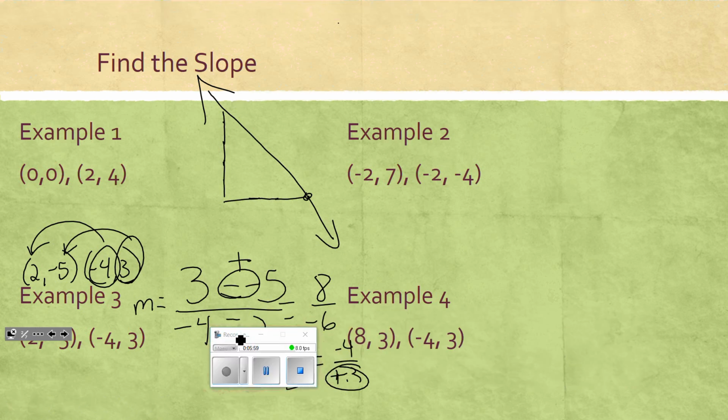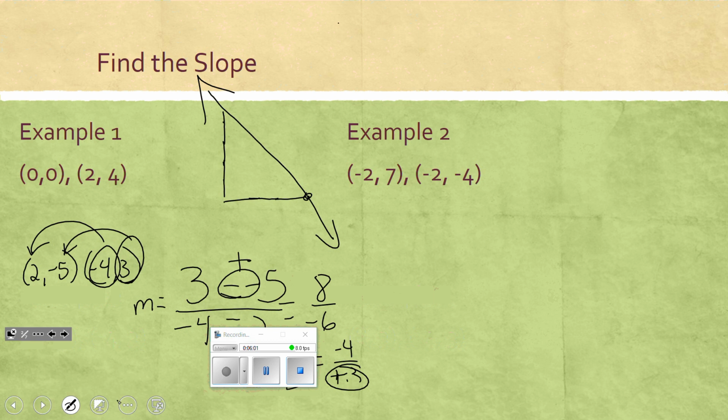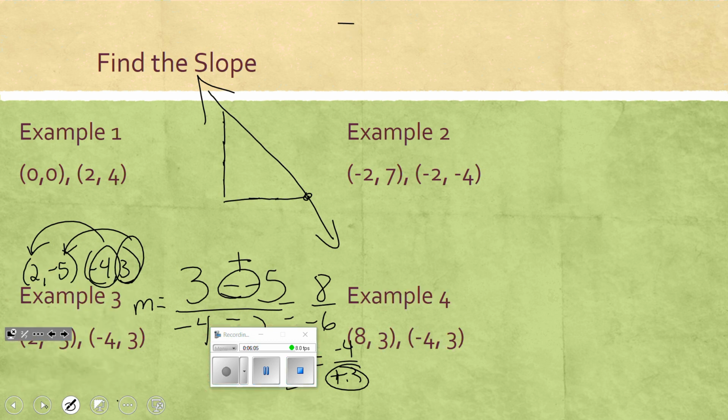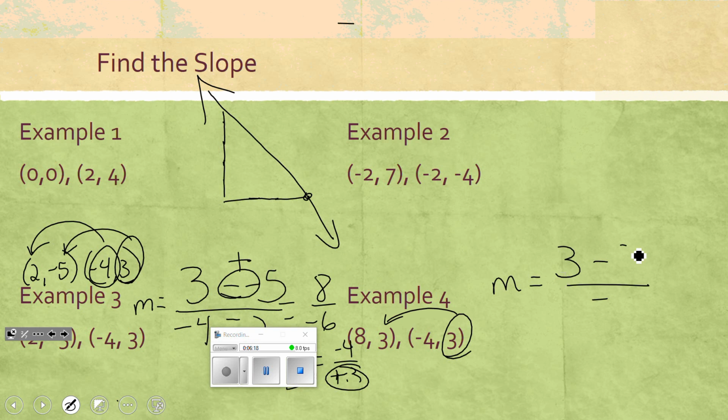If I look at example 4, it doesn't matter which 3. I'm going to start with the second 3. Minus 3. That means I have to do negative 4 minus 8. So 3 minus 3 would be 0. Negative 4 minus negative 8, you're going to get negative 12.